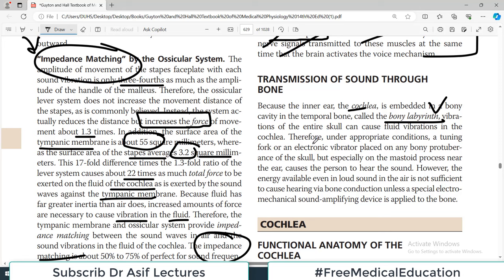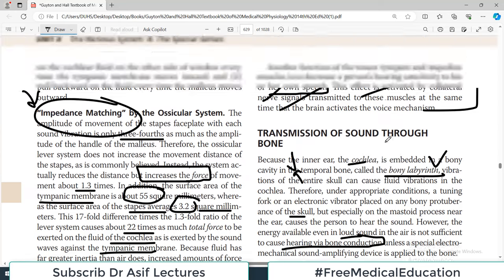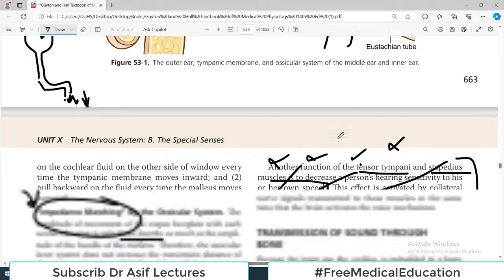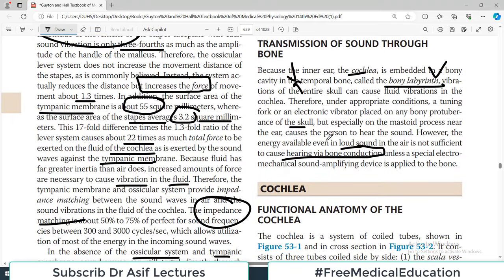So, therefore, under appropriate conditions, a tuning fork or an electronic vibrator placed on any bony protuberance of the skull, but especially on the mastoid processes, you will be able to hear that. However, the energy available even in loud sound in the ear is not sufficient to cause the hearing via the bone. Because if you are only hitting the bone, you are bypassing the ossicle system. And therefore, there will be no amplification. And therefore, you need very loud sounds to oscillate the cochlear fluid. So that's how the whole story goes.